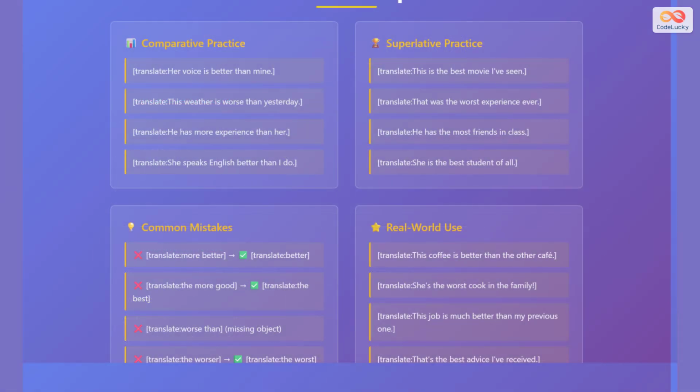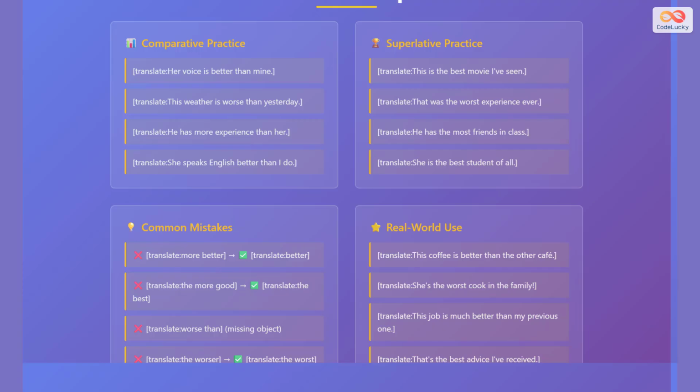Let's practice with examples. Here's a comparative example. Her voice is better than mine. Here's another. This weather is worse than yesterday. And here's one with quantity. He has more experience than her. A more complex example. She speaks English better than I do. Now let's try superlatives. Example, this is the best movie I have seen. Another example, that was the worst experience ever. With quantity, he has the most friends in class. Another superlative example, she is the best student of all.